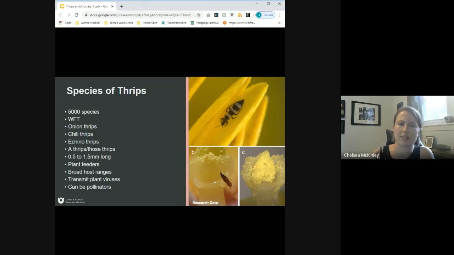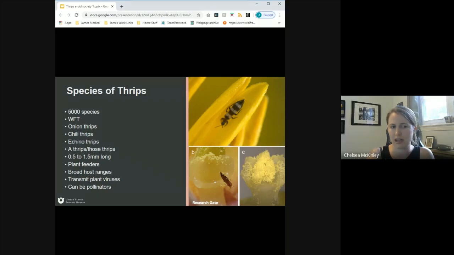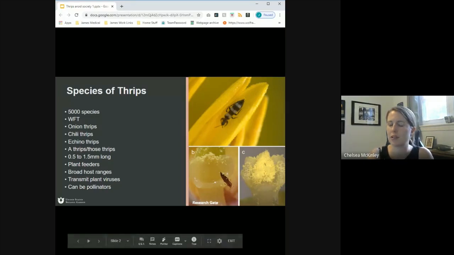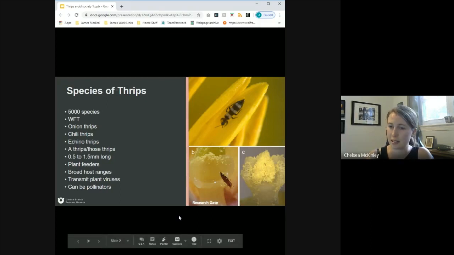Most of the thrips that we're going to be talking about today are between 0.5 millimeter to 1.5 millimeters. So they are very, very tiny and sometimes difficult to see, but we'll touch on that a little bit. The ones we'll be talking about are plant feeders. And most thrips species do feed on plants. There are some that also feed on fungal spores, and there are a few that are predaceous. So they actually will hunt other insect species.